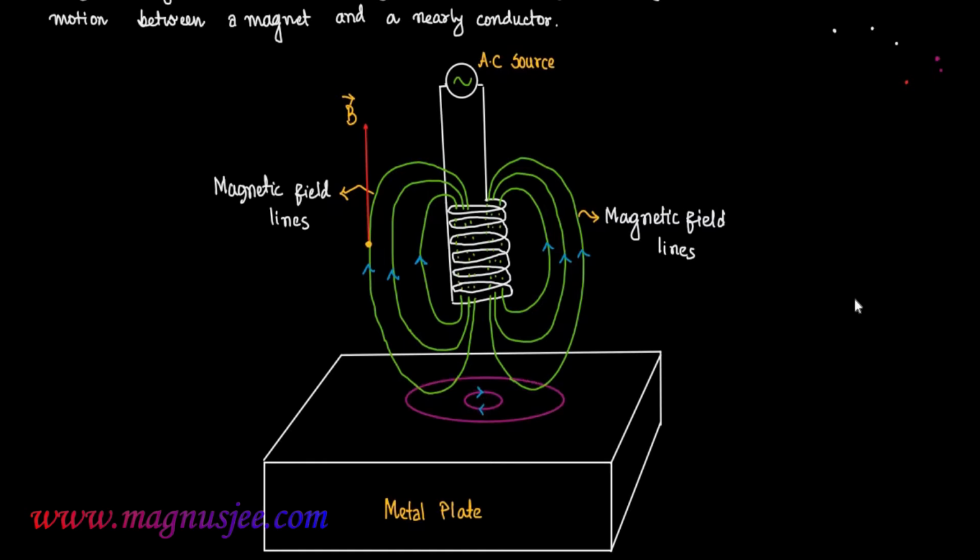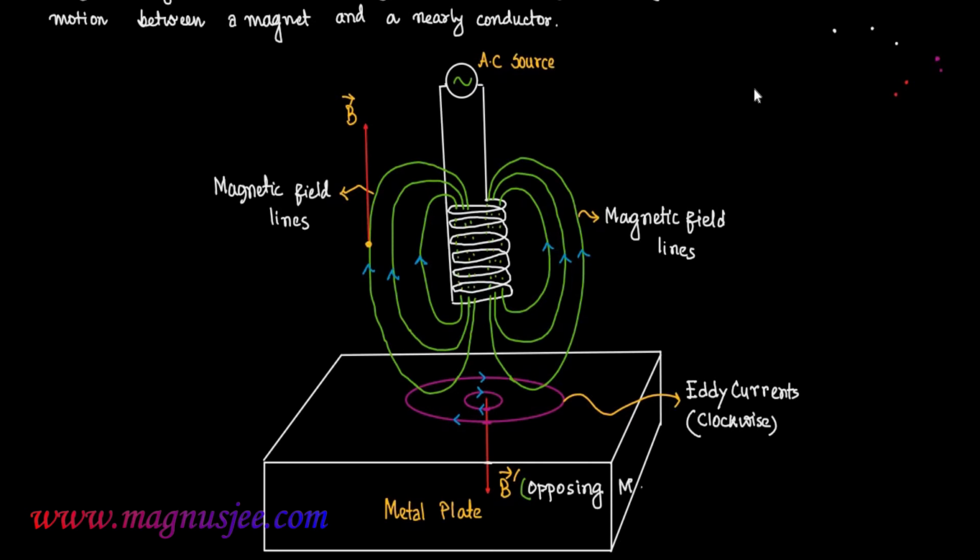Now we can denote circular currents or eddy currents which are flowing clockwise in the metal plate. These eddy currents, or focal currents, or circular electric currents, flow clockwise in the metal plate, and are generated due to the variable magnetic field applied by the AC source.